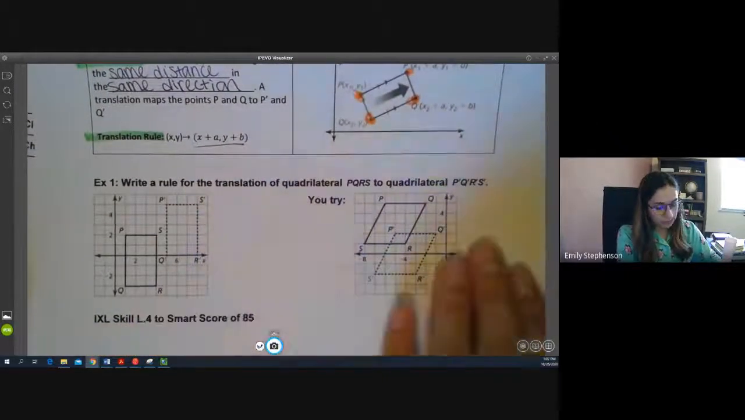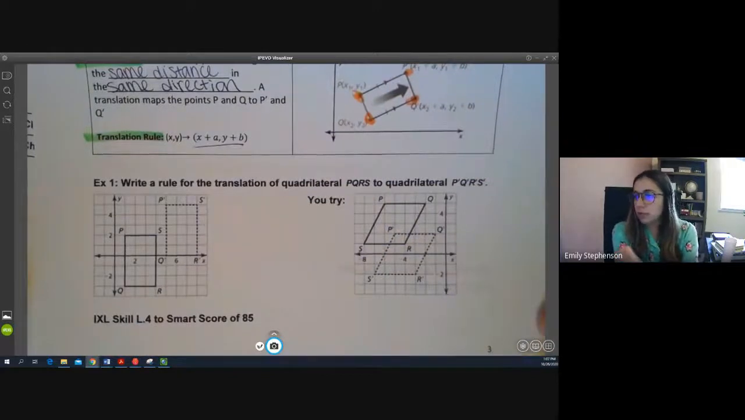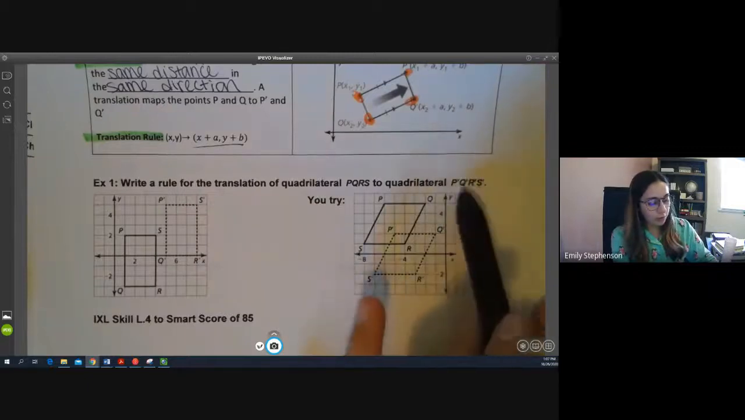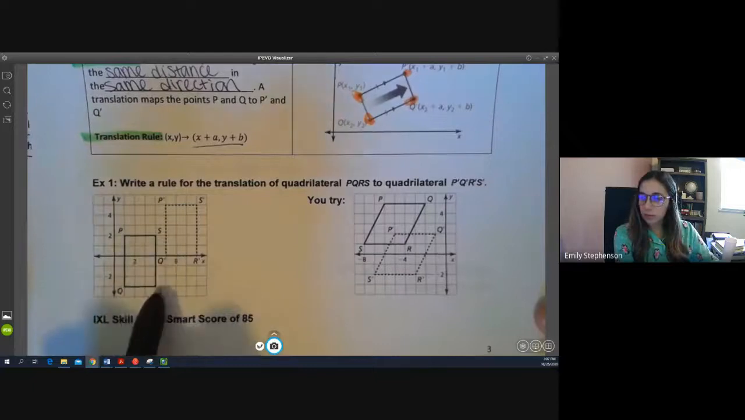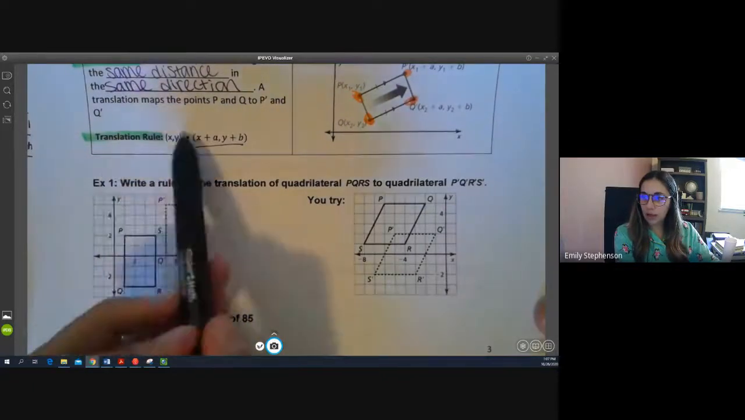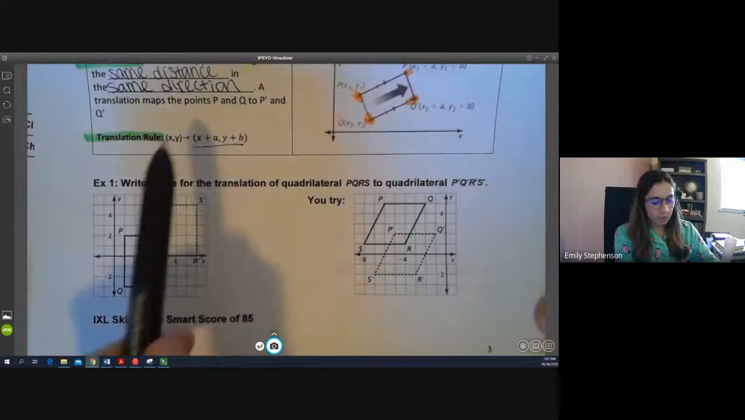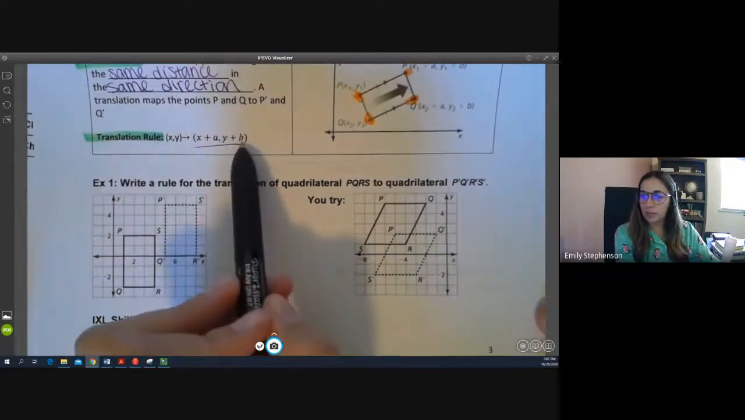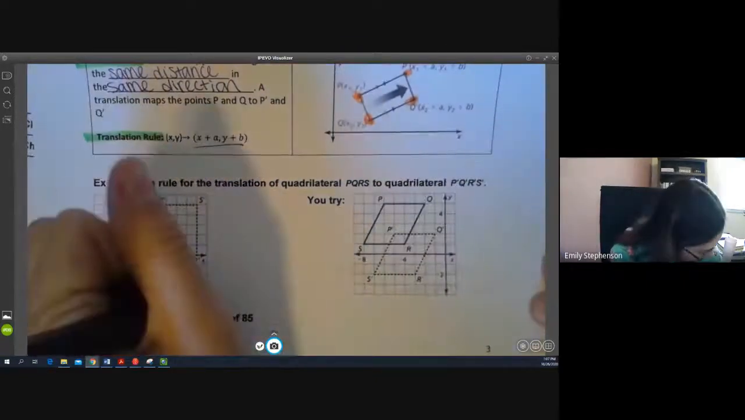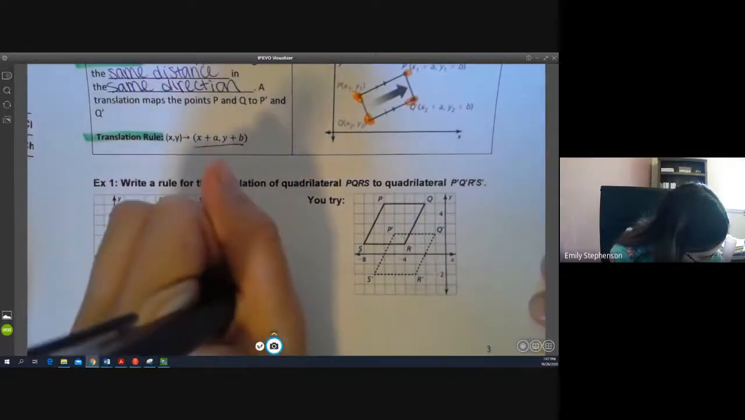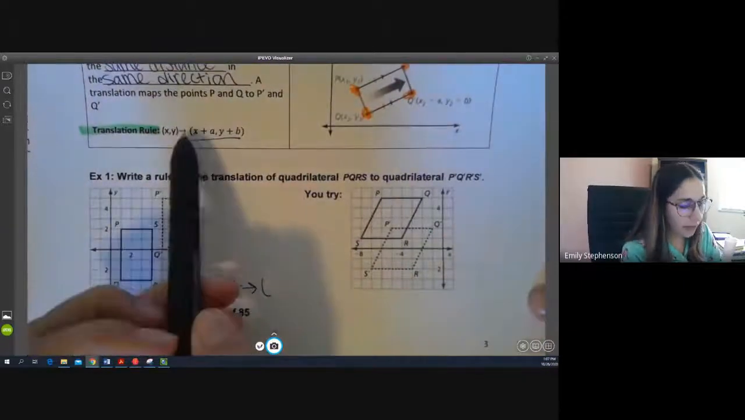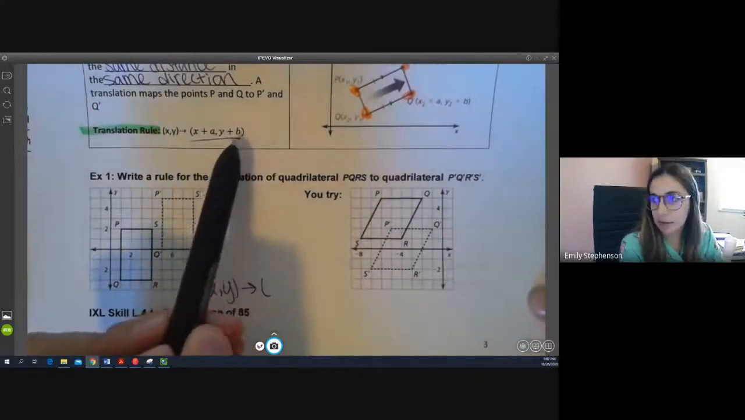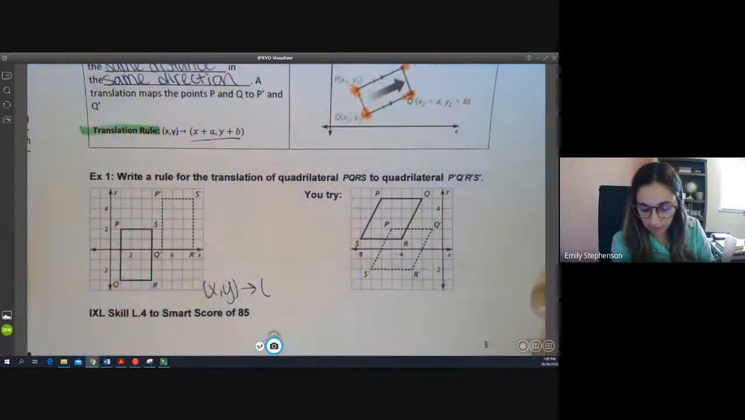So here for these examples, it says write a rule for the translation of quadrilateral PQRS to quadrilateral P prime, Q prime, R prime, S prime. So we started out with this original shape, and it turned into this shape, and I'm going to write a rule that looks like this, but I'm going to figure out what A and B are. So my rule is going to look like XY translates into, and then I'm going to have X plus some number or minus some number, and Y plus or minus some number.